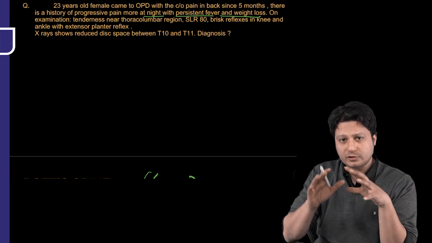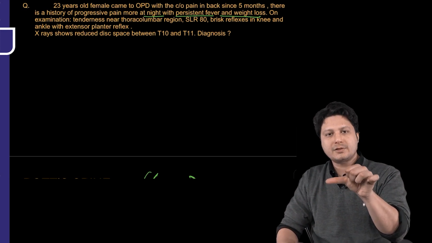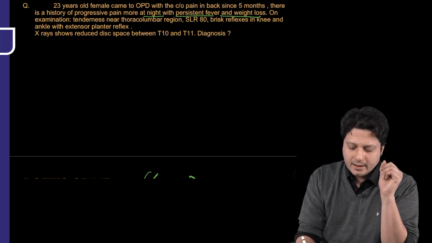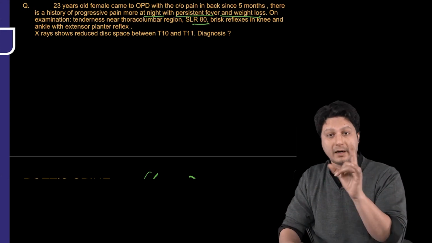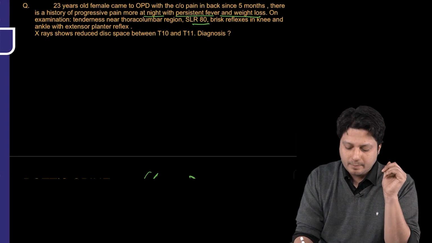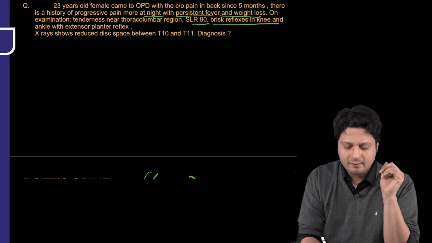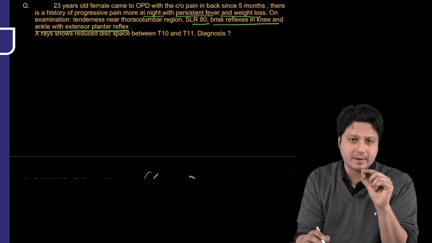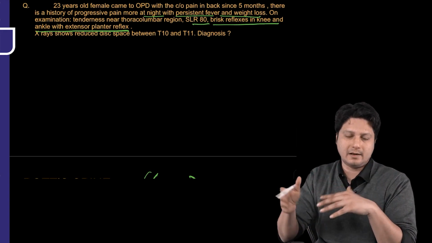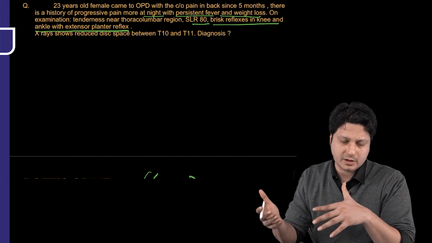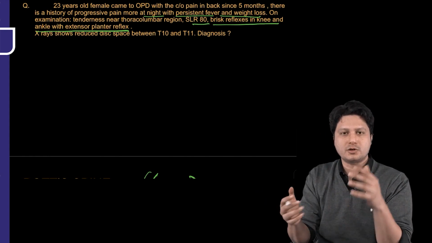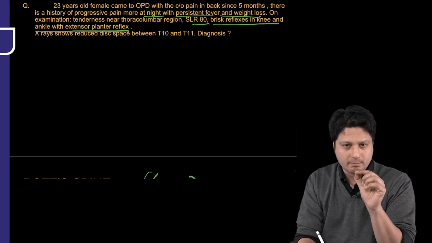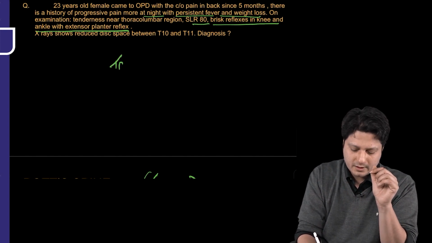On examination, there was tenderness. Localized tenderness will always be there in case of direct involvement of the vertebral column. SLR was found to be 80 degrees, but more importantly, there were brisk reflexes in the knee and the ankle with extensor plantar reflex. Now, X-ray shows reduced disc space between T10 and T11. What is the most probable diagnosis the patient is suffering from? When you combine all these features, you will only get one diagnostic hint in your mind, and that is tuberculosis of the spine.